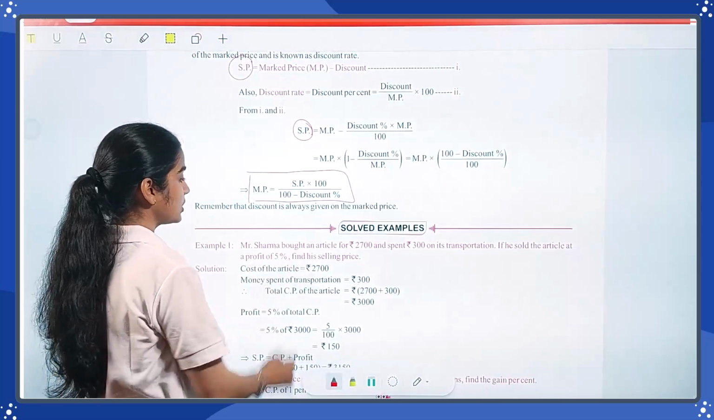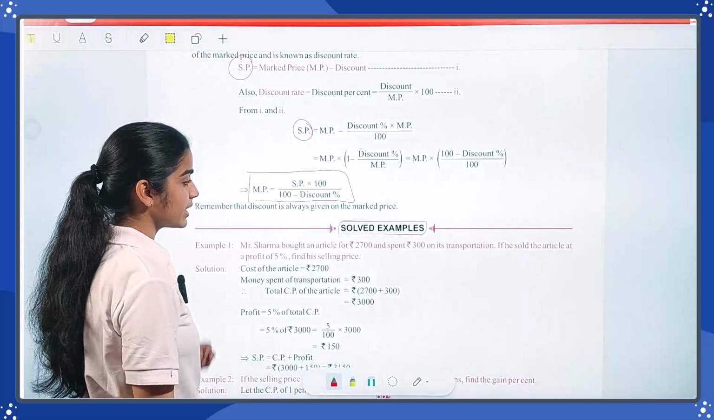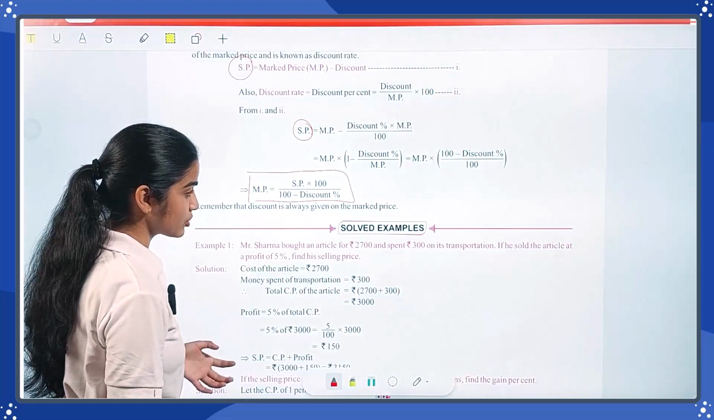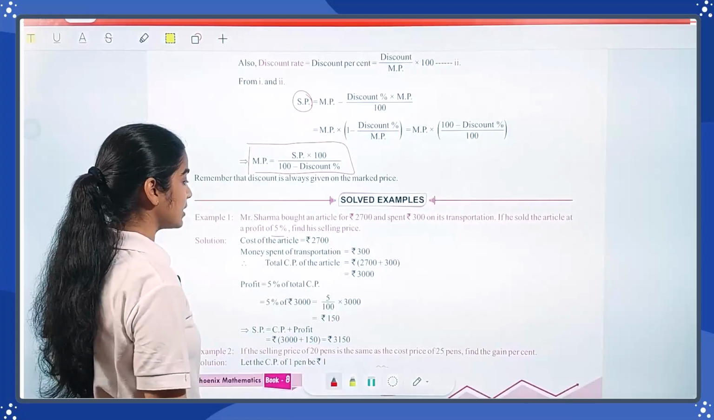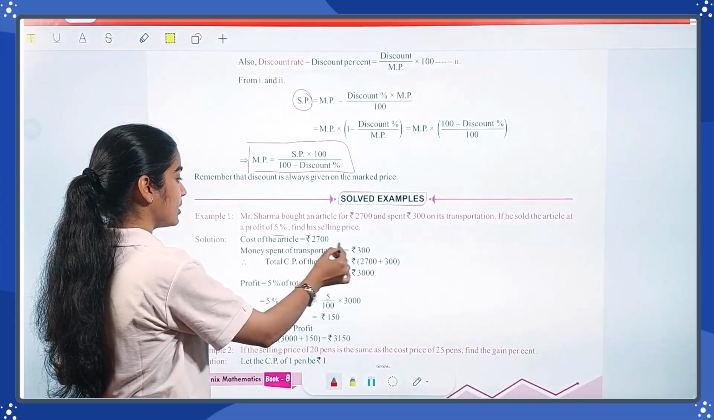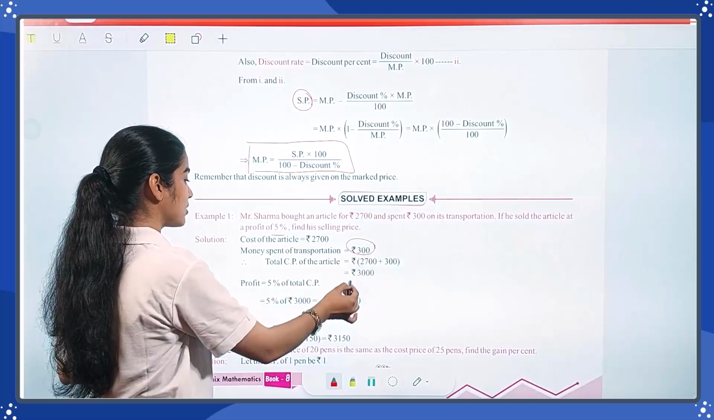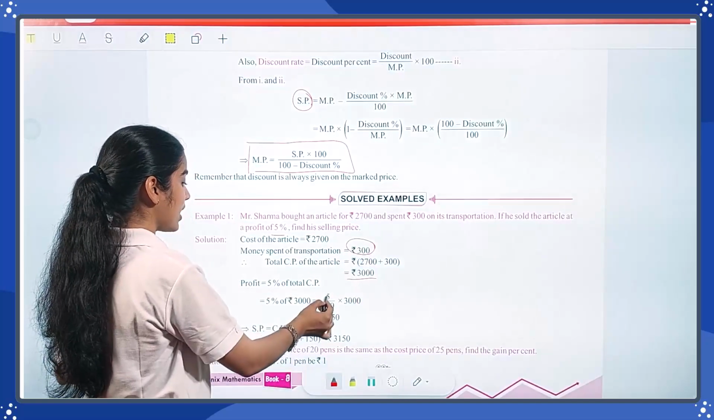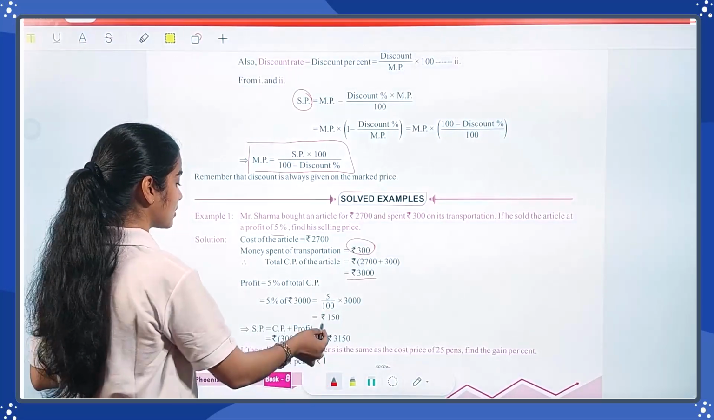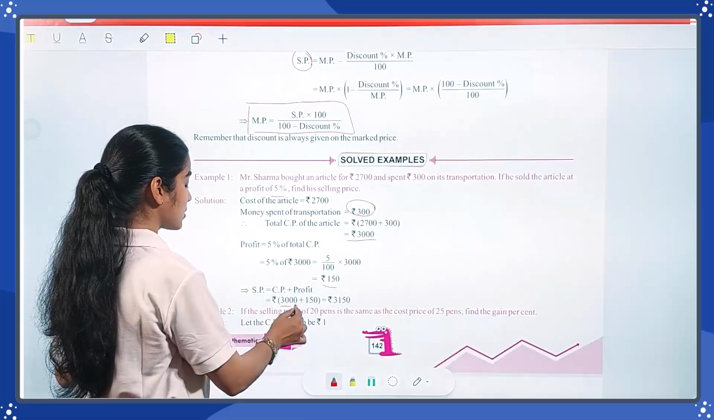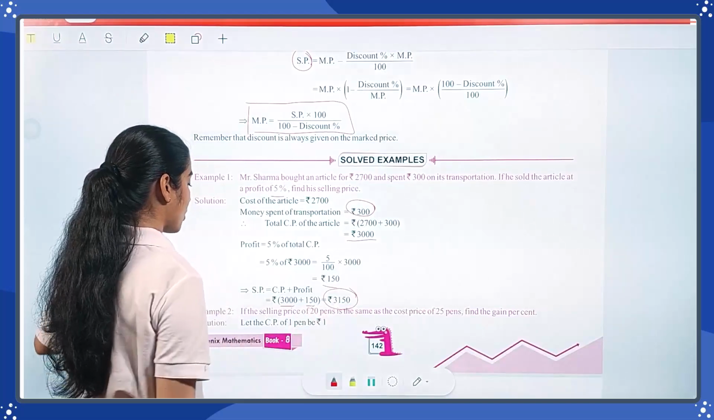Mr. Sharma bought an article for 2,700 and spent 300 on its transportation. If he sold the article at a profit of 5%, find his selling price. So 2,700 plus 300, the overhead expenses, makes the cost price 3,000. 5 upon 100 multiplied by 3,000 gives the profit, 5% of 3,000 is 150.